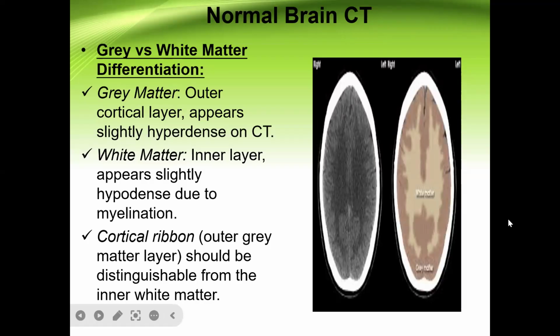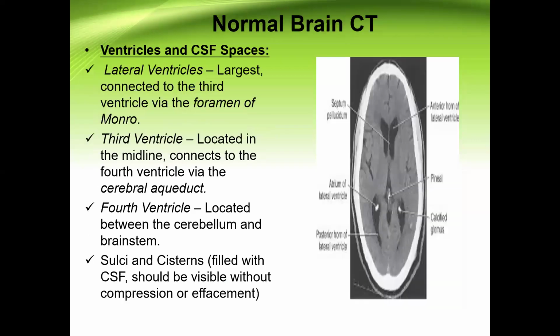And as we continue, you're beginning to see these structures on the different CT. So we look at the ventricles, all right? And this is an image of the ventricles. We have the lateral ventricles, which are the largest, all right? They are connected to the third ventricle, which is usually in the midline, through the foramen of Monro, we know that. And the third ventricle, located in the midline, connects to the fourth ventricle through the cerebral aqueduct. The fourth ventricle is located between the cerebellum and the brainstem.